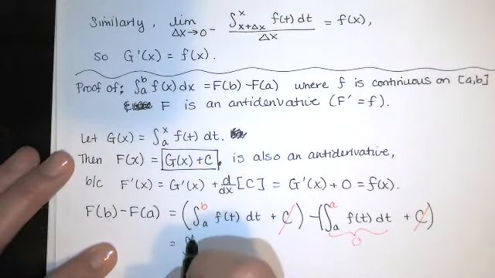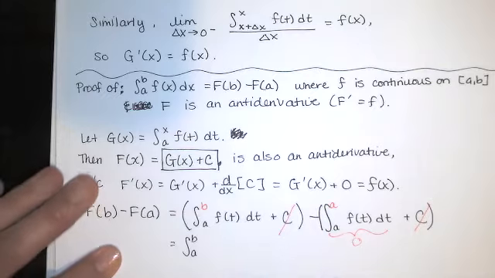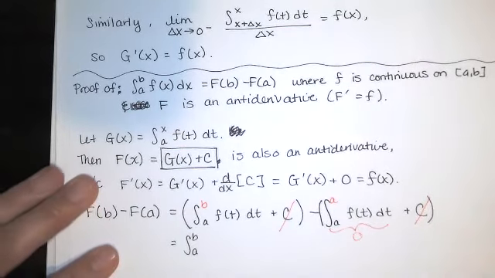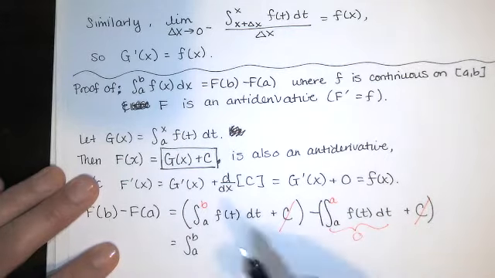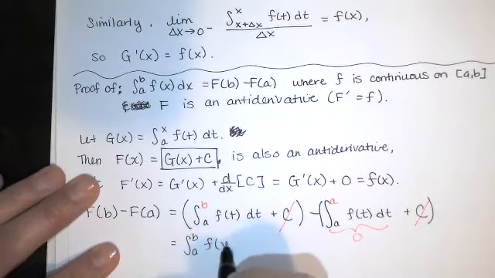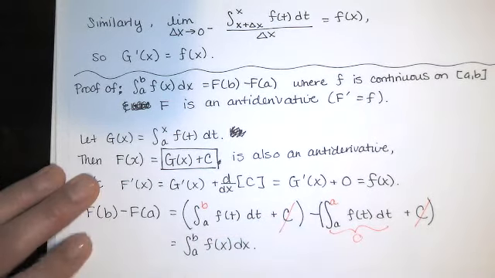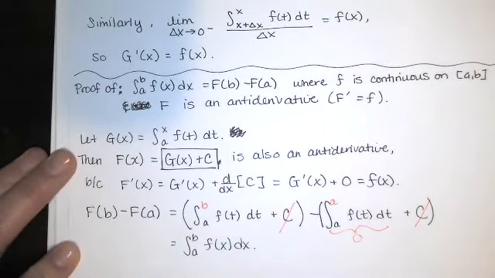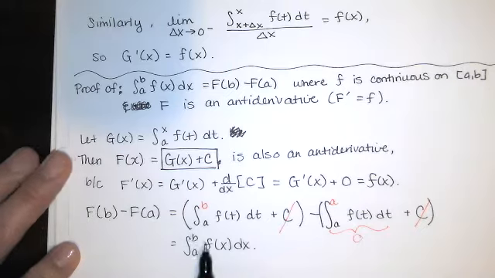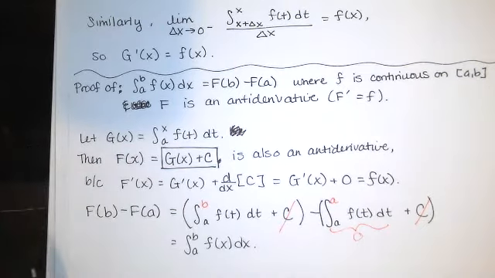Now, integrating with respect to t is the same as integrating with respect to x. It's the same as integrating with respect to u or y. The letter really doesn't matter. This is called a dummy variable. So I can just switch it back to x. And that's it. So the integral, or f of b minus f of a, has to be equal to this.